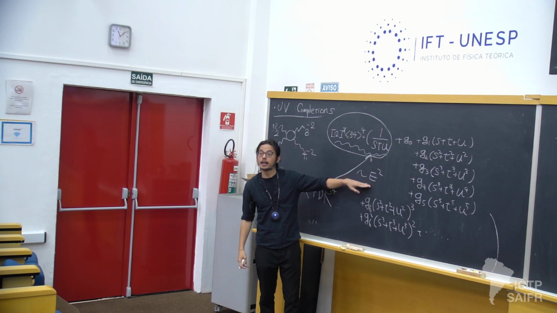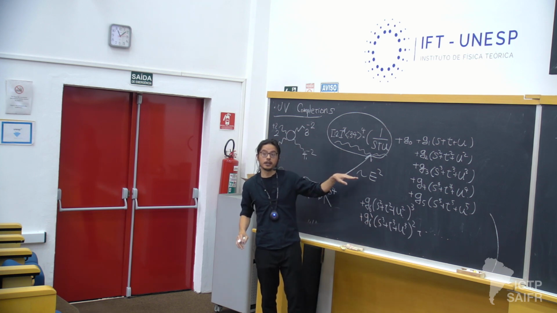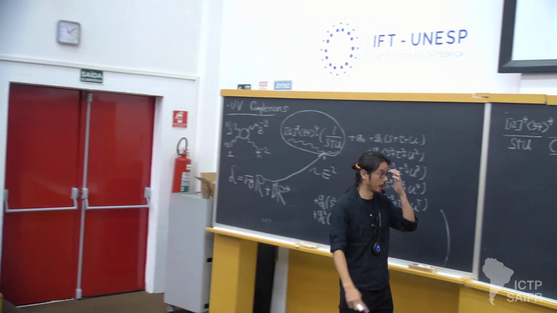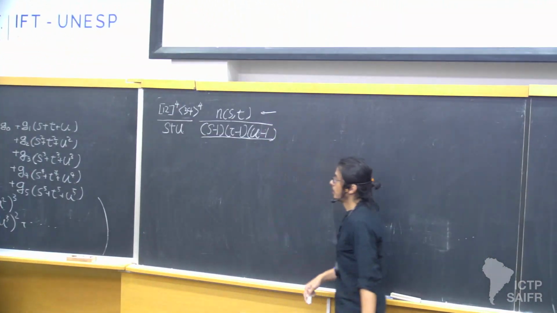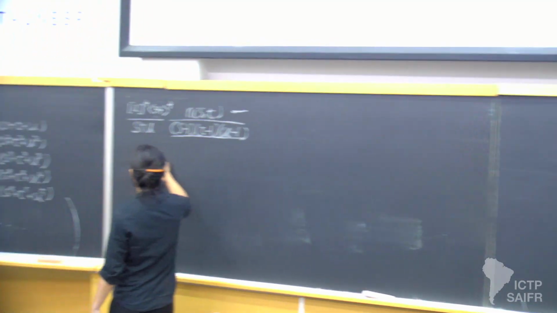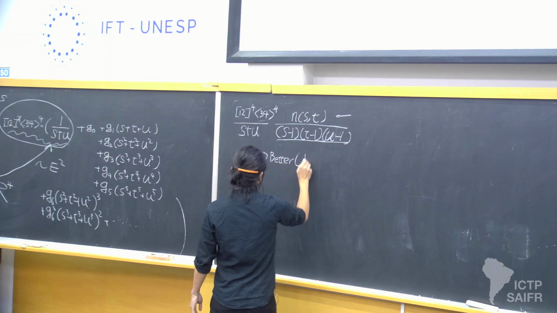I want to make this high energy behavior slightly better than E squared. Just better, I don't ask a lot. Otherwise, what's the point of doing a UV completion? So first of all, I want to have better UV.